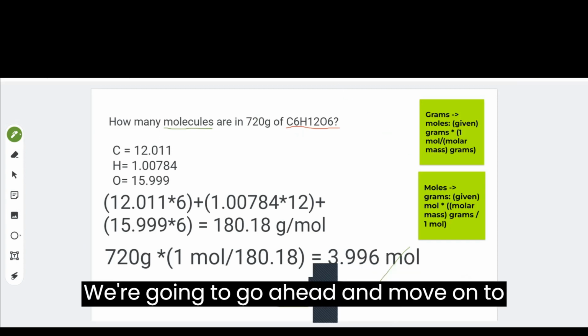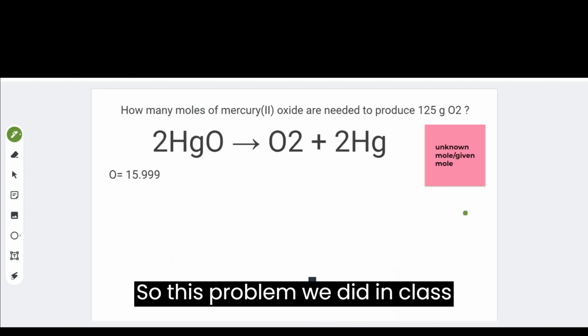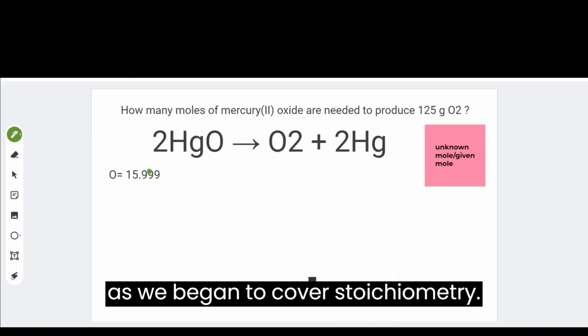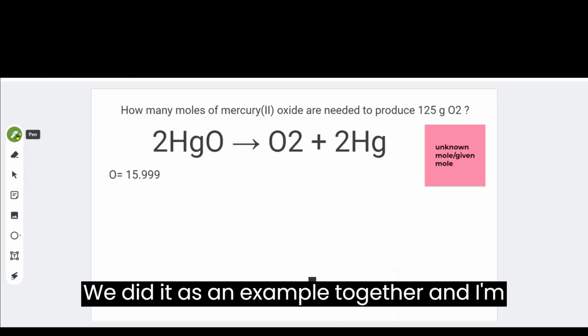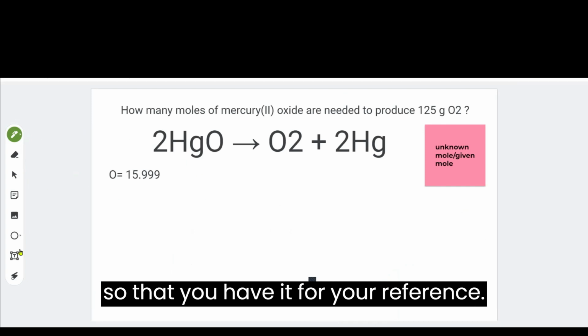We're going to go ahead and move on to the next problem. So this problem we did in class as we began to cover stoichiometry. We did it as an example together, and I'm going to walk through it with you again so that you have it for your reference.